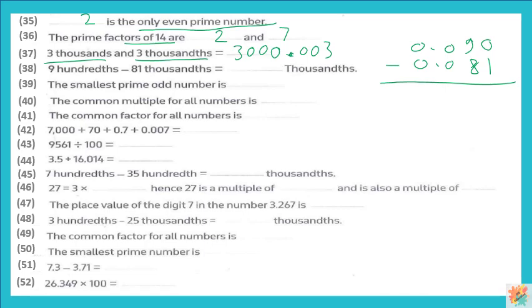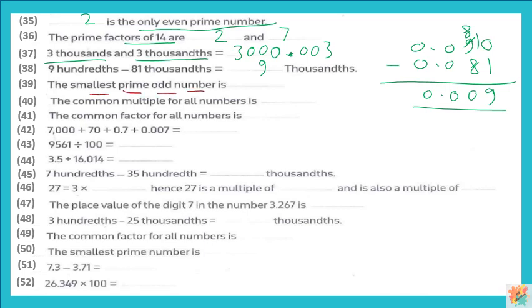0 minus 1 equals, واحد يقول 1 تكبر خلاص, we borrow, so here 9 becomes 8 and here it's a 10. So 10 minus 1 equals 9, 8 minus 8 equals 0 and 0.0. So the answer will be 9 thousandths. The smallest prime odd numbers.